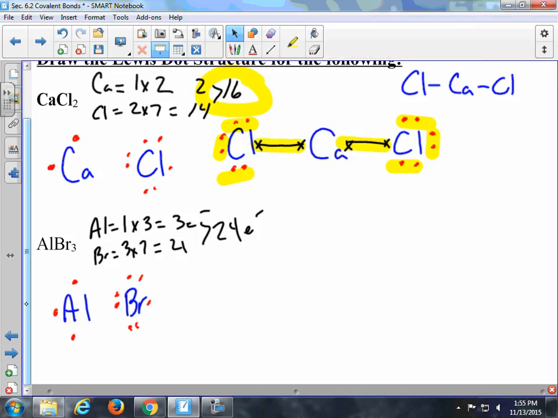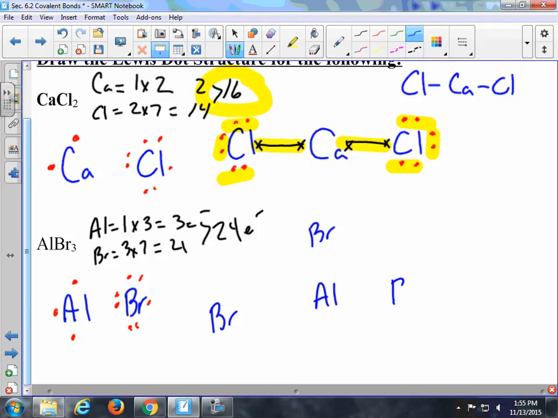Next up, I'm going to create my skeleton. The least electronegative atom goes in the middle. Carbon always goes in the middle, but other than that, the least electronegative. So aluminum's the least electronegative. So I'm going to go Al, Br, Br, Br. Now those Brs could be anywhere around Al. It doesn't matter. There's not really a preference. I just chose that.